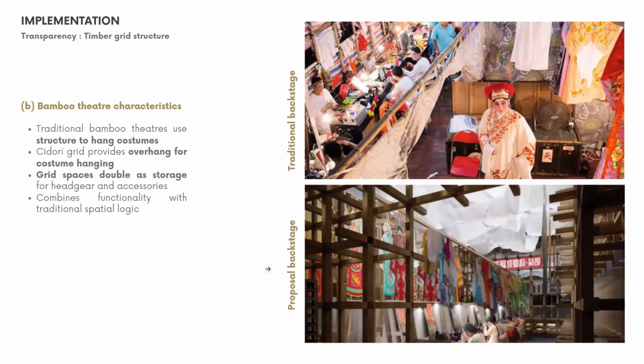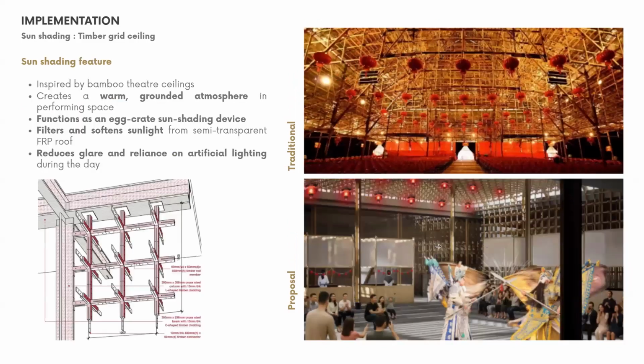Next, this timber grid structure gives a bamboo theater characteristic. In the traditional backstage, they hang their costumes on bamboo poles around the backstage area. For this Sidori structure, you can see there's an overhang here, and you can put bamboo poles around this area so you can hang your costumes here. Some of this double layer area can also be used as storage for head accessories.